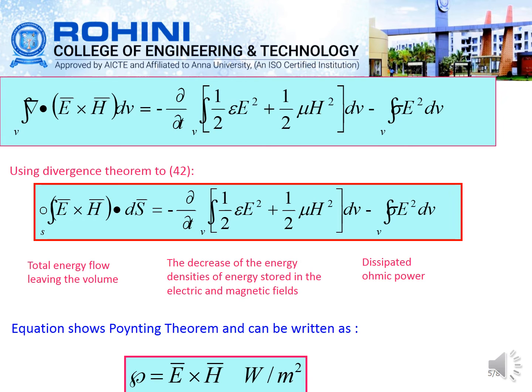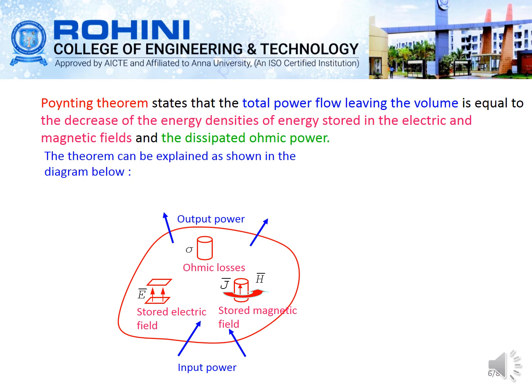The Poynting vector P is equal to E vector cross H vector, in watts per meter square. In this Poynting theorem we represent how much energy is flowing out of the volume, which is equal to the decrease in the energy stored in the electric as well as the magnetic field, plus the dissipated power. That is, the input power contains three cases: one is dissipated power, another is stored electric energy, and the next is stored magnetic energy.